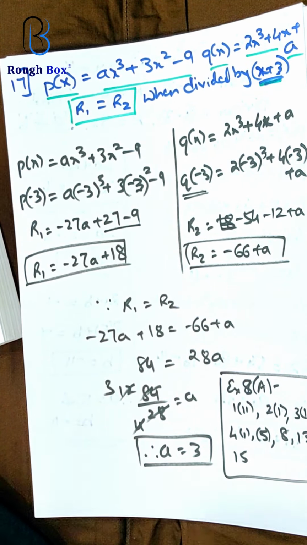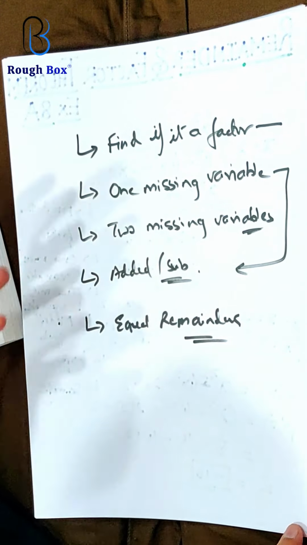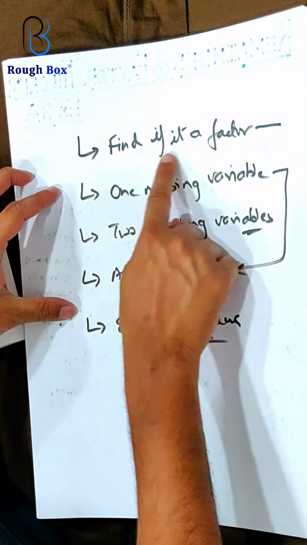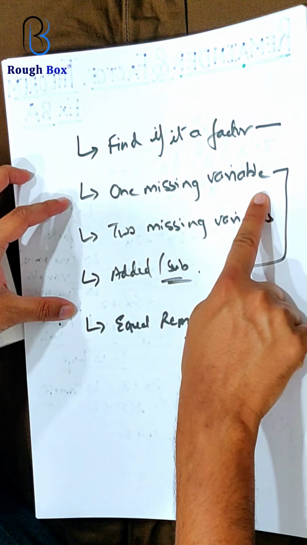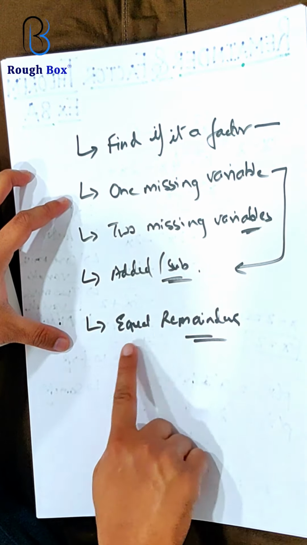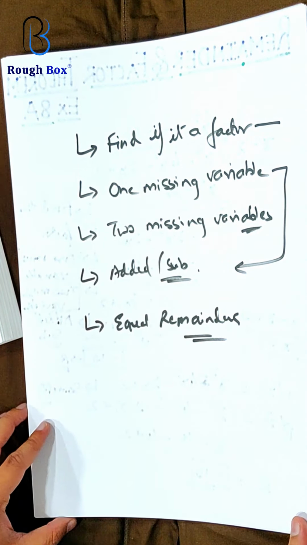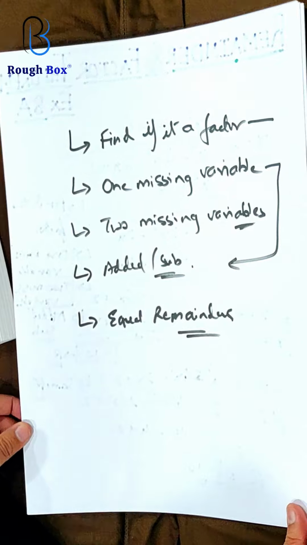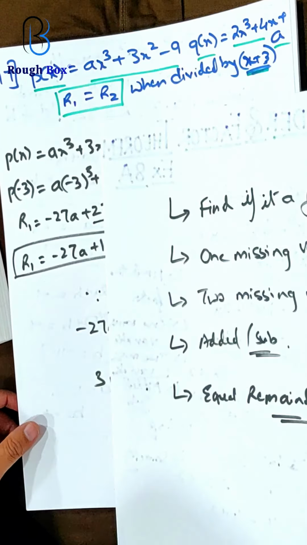Okay, before we wind up, one last quick revision. 5 types of question. Find whether it is a factor, one missing variable, two missing variables, what should be added or subtracted, and equal remainders. So I hope you remember all of them. Very simple chapter, very interesting provided you do it very well.